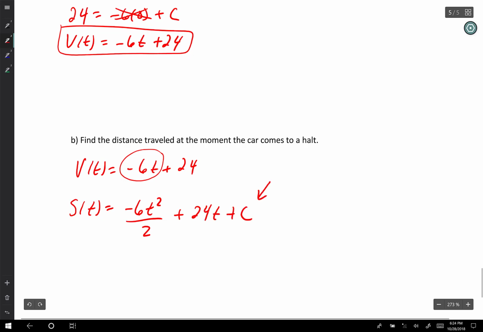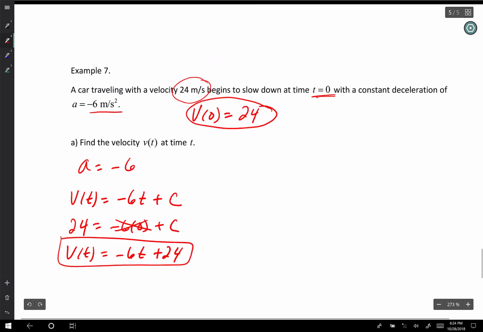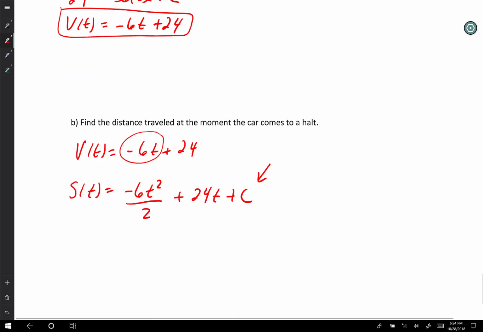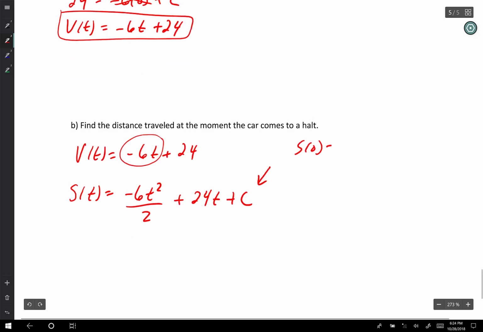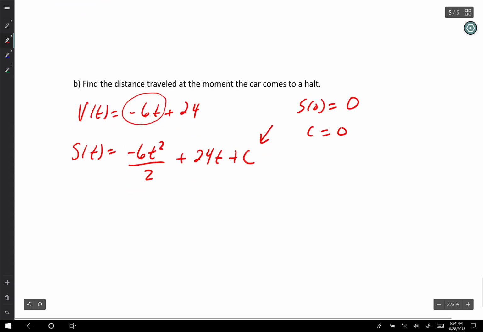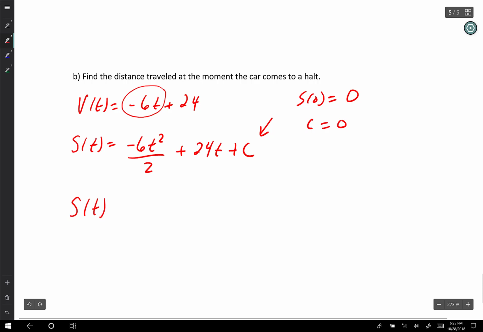Now the c, because I started at t equals 0, and at 0 you haven't traveled anything. You just start to slow down. So that means that my initial position is 0, or the distance traveled initially is 0. So my c is going to be 0, guys. So you can just drop it. So S of t is equal to negative 3t squared plus 24t.